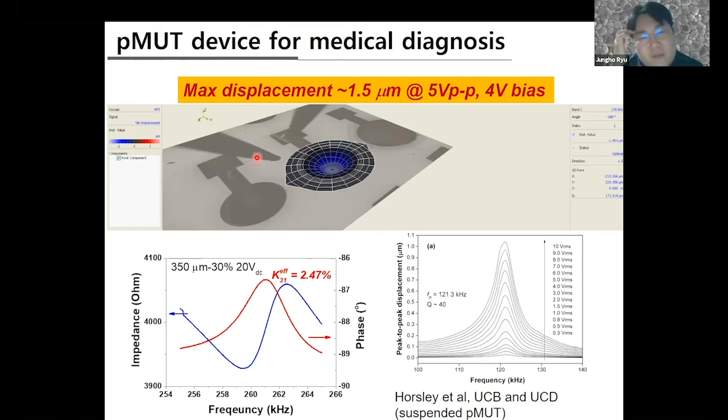This is one example. So this is an LDV measurement. We got 1.5 micron displacement at 5 volt peak to peak. Of course, it depends on the size of the PMUT device. This is UC Berkeley data. They made the beautiful PMUT device by using sol gel films, applying 10 volt peak to peak, but normally it's like 1 micrometer displacement. This is much better than that. That is due to the thickness of the films, we believe. And the coupling coefficient is also roughly 2.5, which is very similar to the sol gel films.